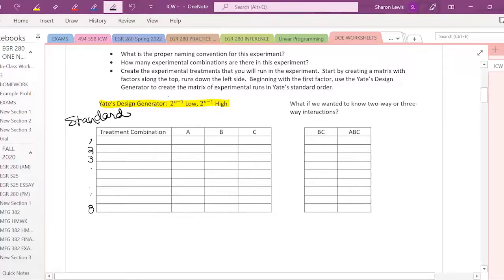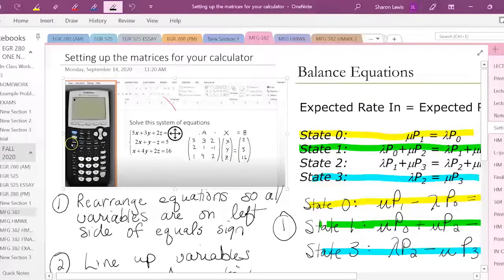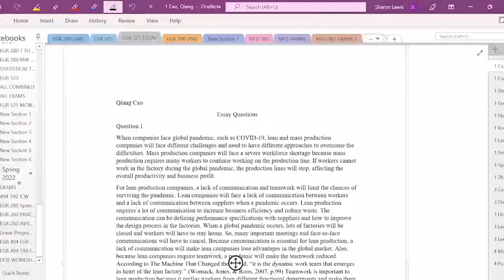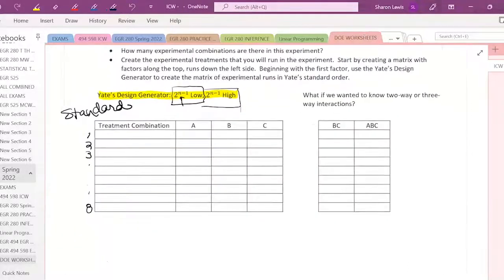So Yates says, all right, start off with 2 to the n minus 1 low, and then 2 to the n minus 1 high. And what that little n means is the variable that we're talking about in terms of the, let me see if I can find it. Where did it go? Here we go. And there it is. All right, sorry about that.